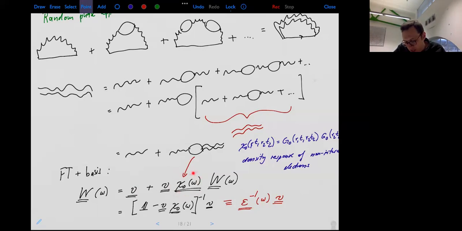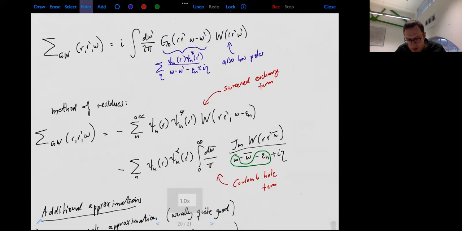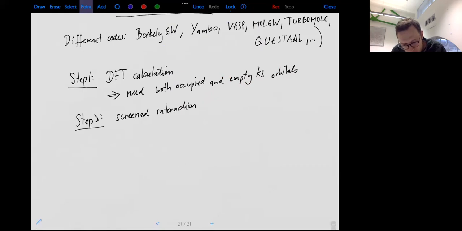But it also involves this density response function of non-interacting electrons, which is calculated in this way as basically the product of two non-interacting Green's functions. And again, each non-interacting Green's function contains a sum over all Kohn-Sham states, both occupied and unoccupied. So what you need to do here is evaluate chi0.